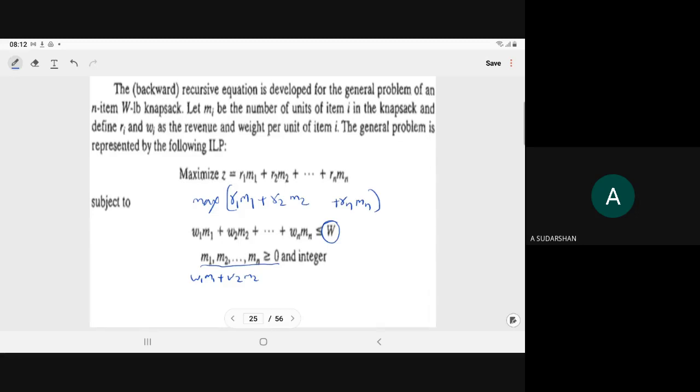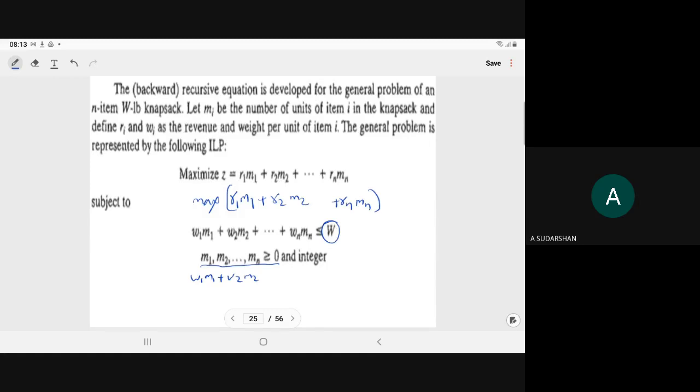You cannot fractionalize, so we have to take integers. If you can fractionalize, then you can take continuous values also. Sometimes we have a liquid item, then you can take the fraction value also. In that case, you need not take an integer, but here we are taking the integer first. So here M1, M2, Mn can be the quantity. It can be continuous, it can be discrete or integer.